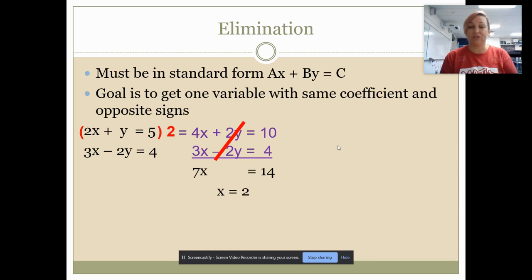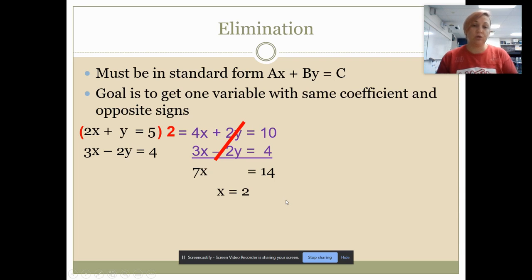Once you have your first answer, you no longer have to use elimination to get your second answer. To get your second answer, you are allowed to use substitution. So I'm going to substitute the x equals 2 into an equation that has both the letter x and y in it because I need to solve for y. So my choices are the original equations, or I could also use the brand new equation.